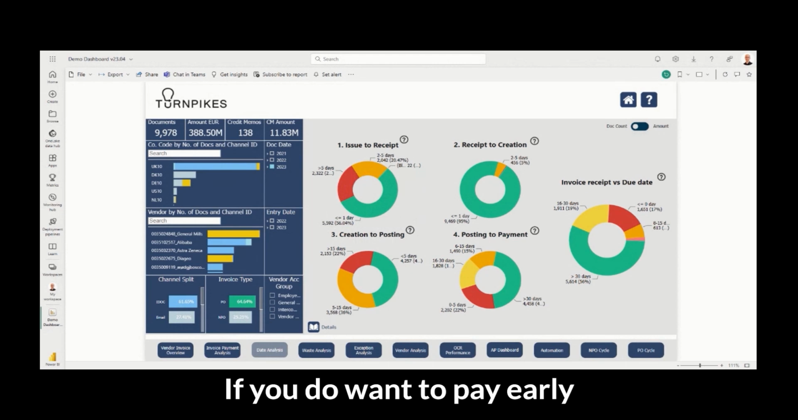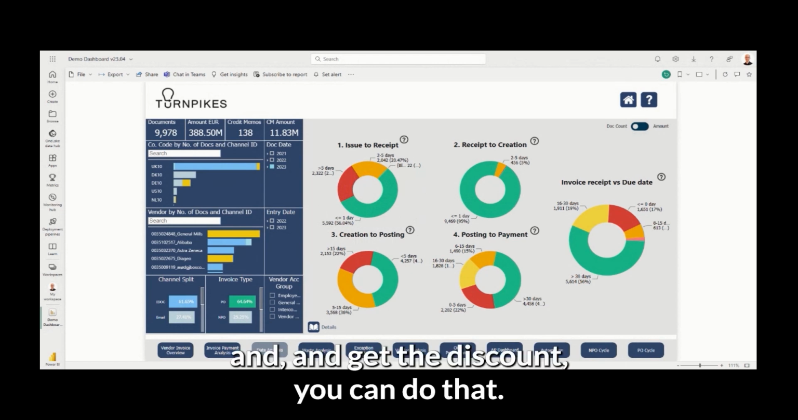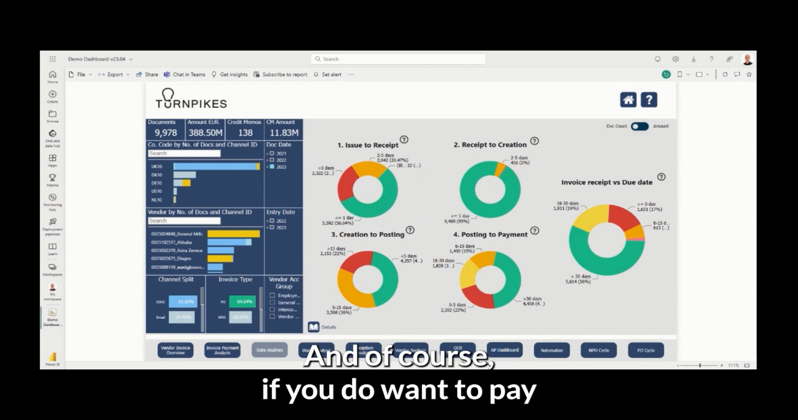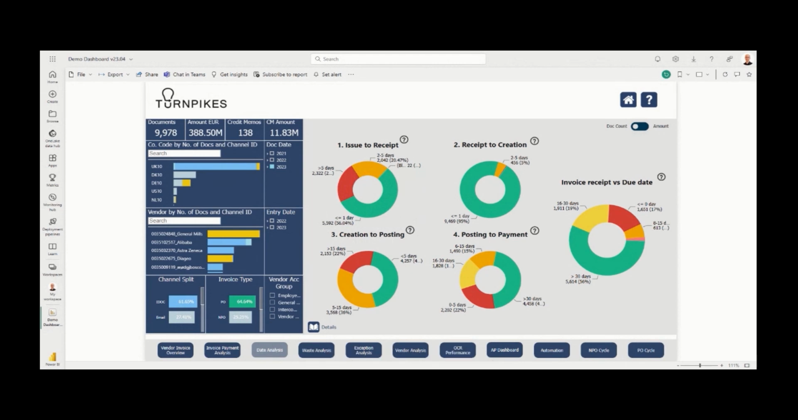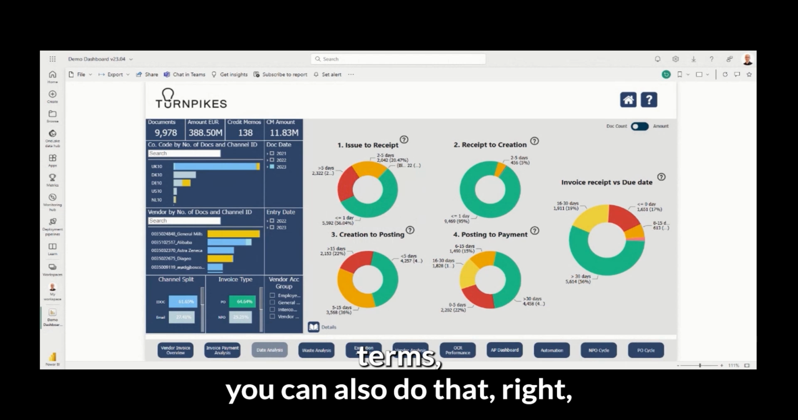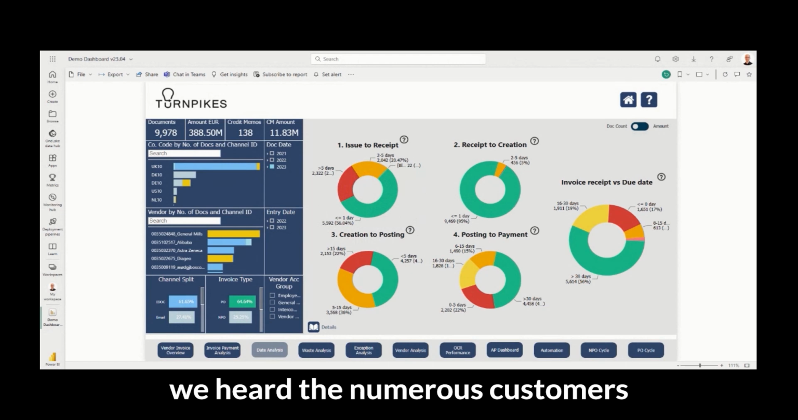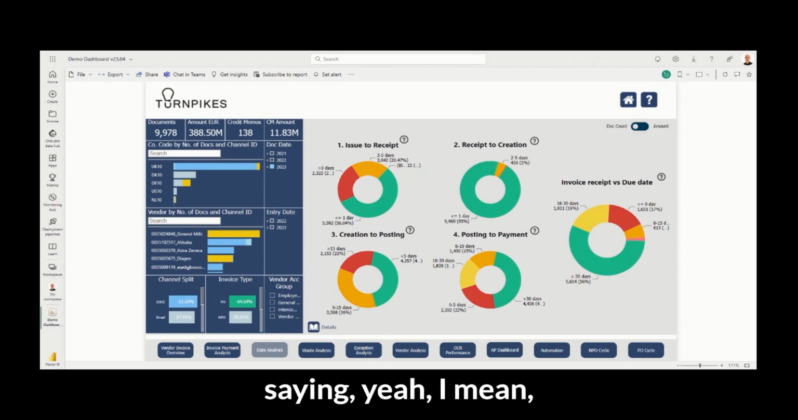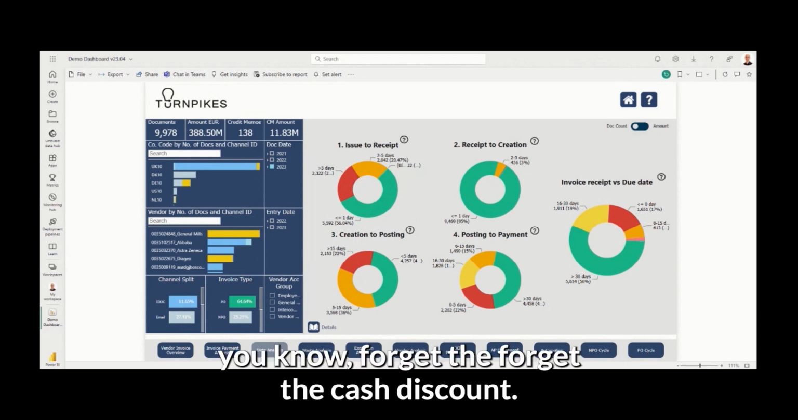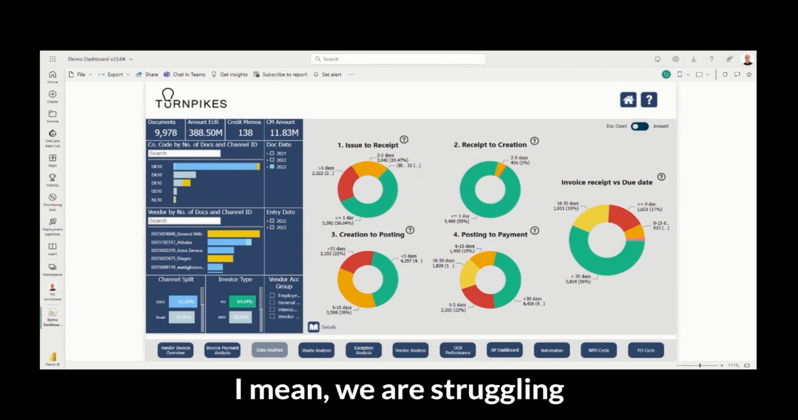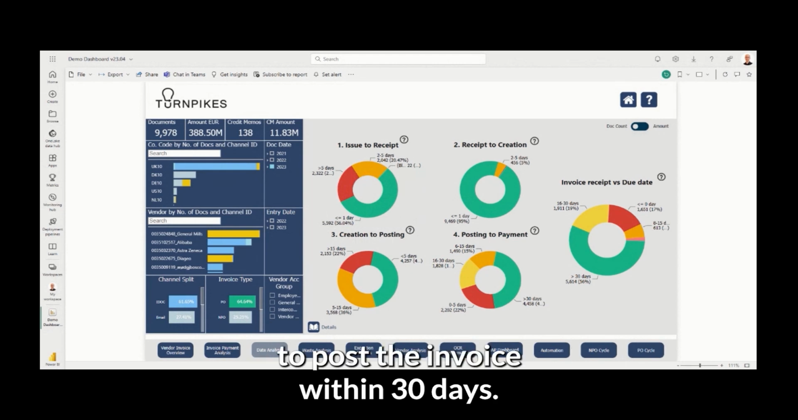If you do want to pay early and get a discount, you can do that. And of course, if you do want to pay late and get longer payment terms, you can also do that, right? Instead of just saying, we heard numerous customers saying, forget the cash discount, we are struggling to post the invoice within 30 days.